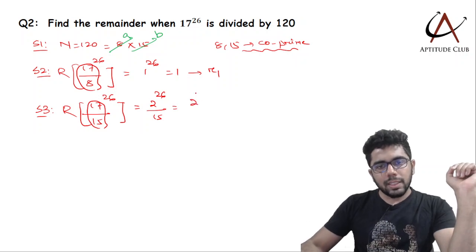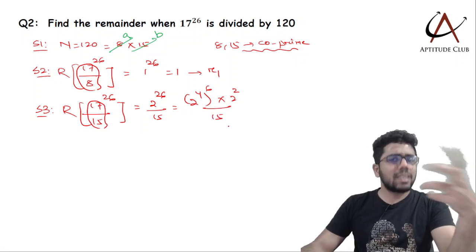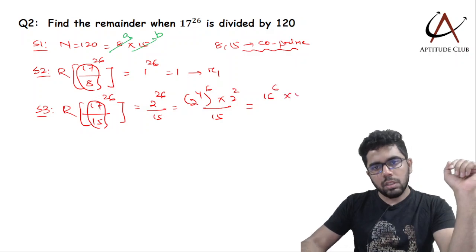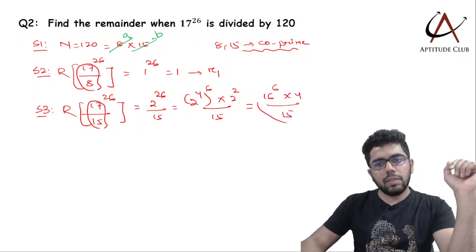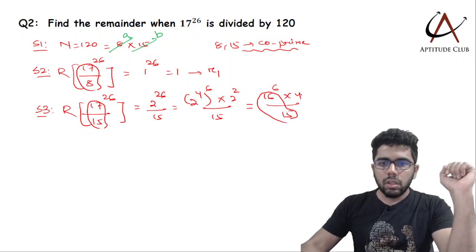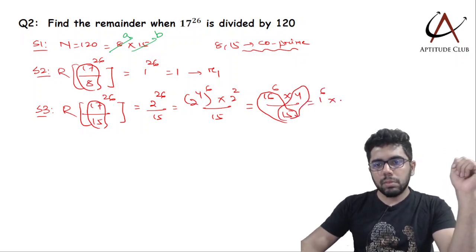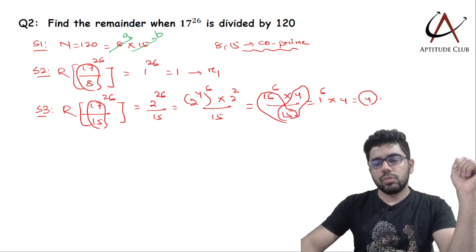What I'll do is I'll write it as 2 to the power 4 to the power 6 into 2 to the power 2 divided by 15. अब तुम सोचोगे ऐसा क्यों लिखा? Because 2 to the power 4 कितना होता है? 16. And when 16 is divided by 15, remainder is 1. So 1 to the power 6 तो remainder 1 ही आएगा, and 4 divided by 15 remainder 4. So overall you get 4.